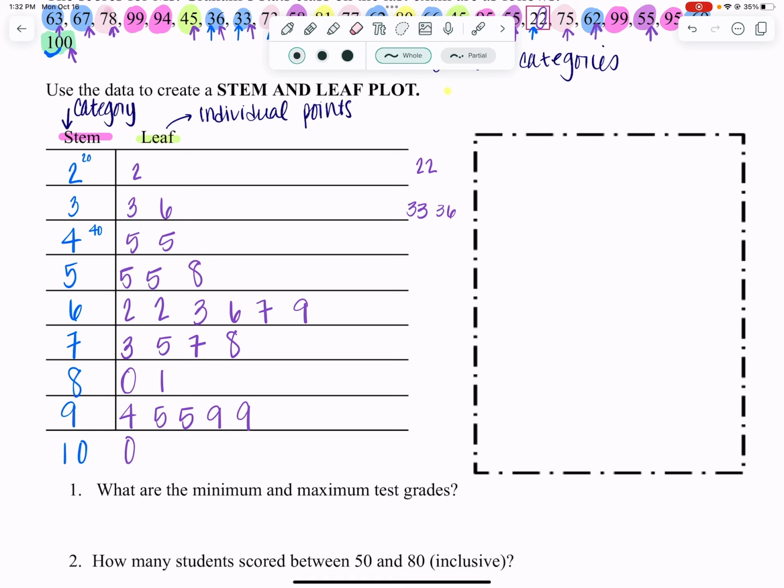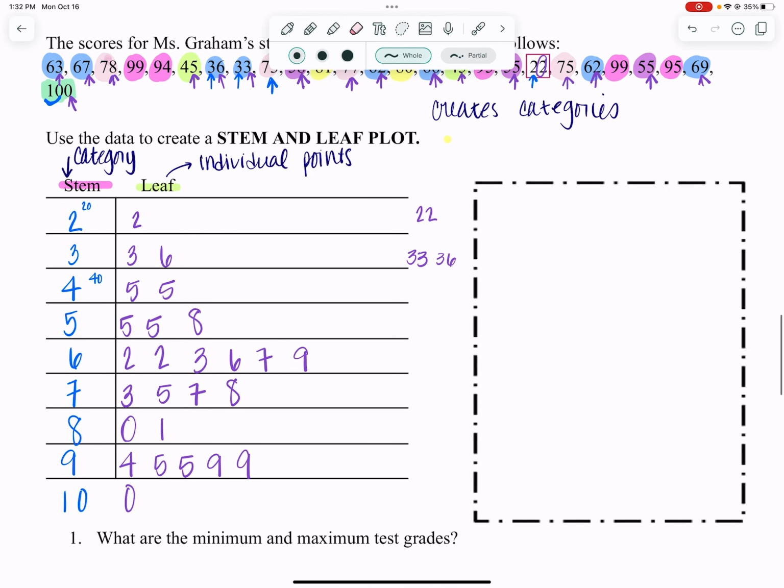If I had a 111 in my list, I would have an 11 and a 1. That's how it works. So if you look at this graph and you turn your head sideways, it almost looks like a bar graph. And that is super handy because it makes it really easy to identify the values that occur more frequently than the others.